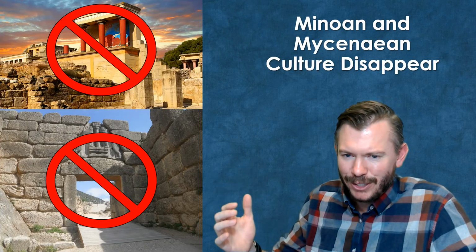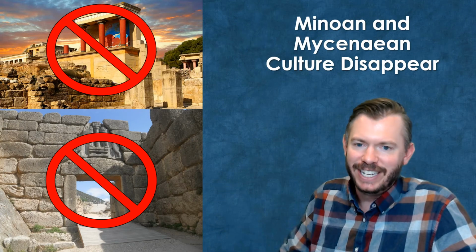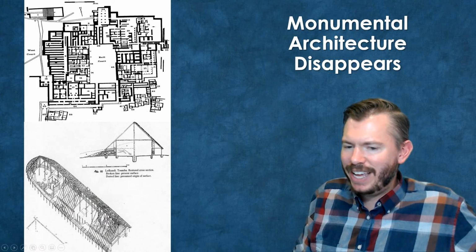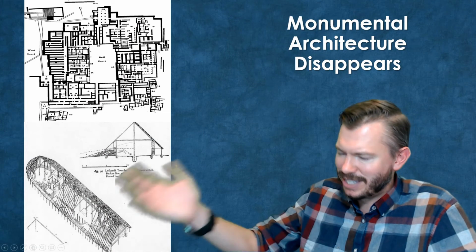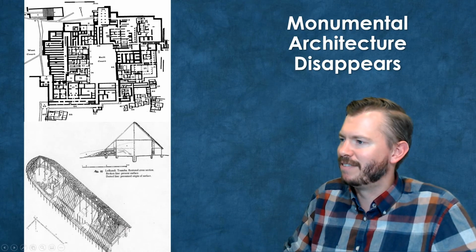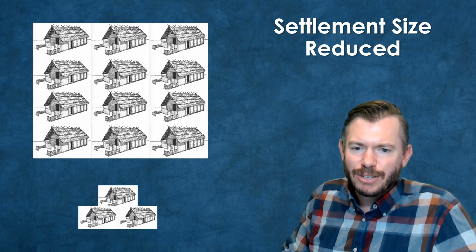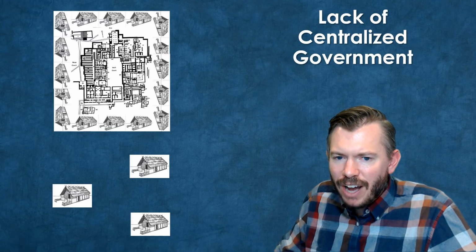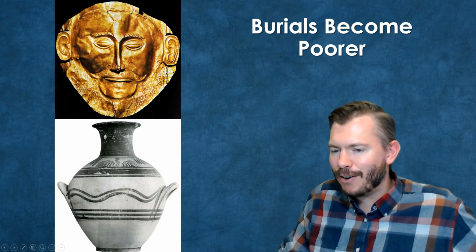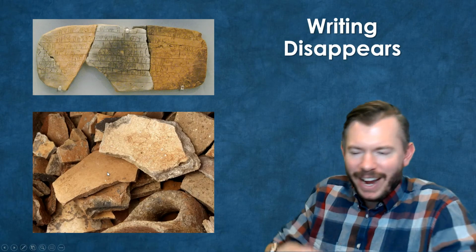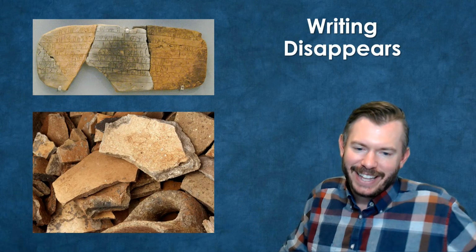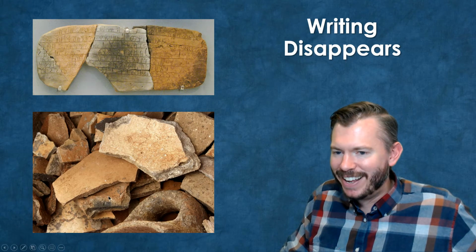So palatial culture disappears. No more Knossos and Mycenae. Instead of monumental architecture like Knossos up at the top, you get fairly dinky architecture. That's the biggest thing down here that we have for 400 years, a long tomb at the site of Lefkandi. Settlements get smaller. There's no centralized government. Burials become poorer. No more golden burial masks. Now you get a crappy piece of pottery. Writing totally disappears for 400 years, which is kind of amazing. And instead, you just get more crappy pottery.